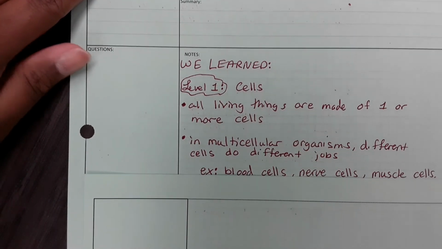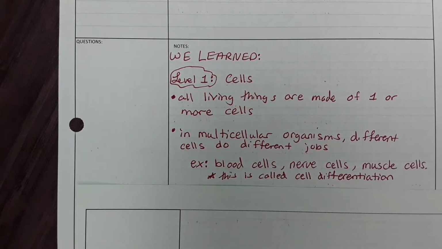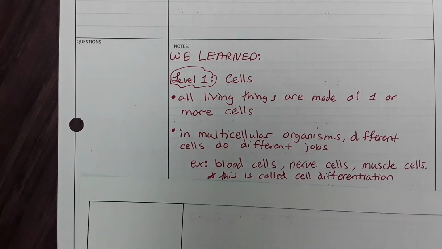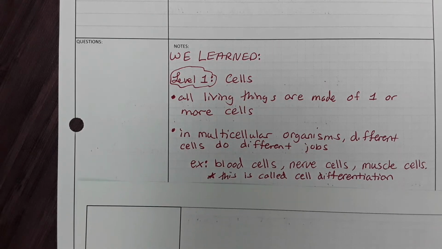Going back to a few of the things we've learned in class, starting with level 1, cells. We know that all living things are made up of one or more cells. That's the basic unit of life. We've also learned that in multicellular organisms, different cells do different jobs. So in you and me, and in the plants and our pets at home, we have different cells that comprise, so make us up. And those cells all do different jobs.